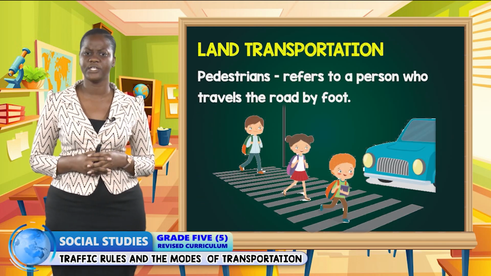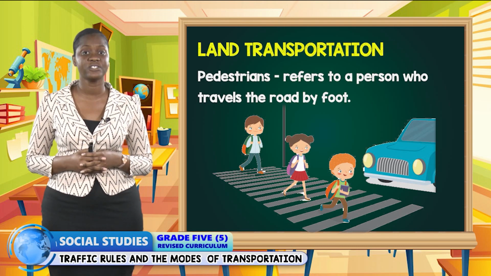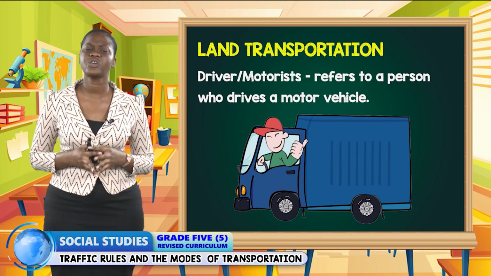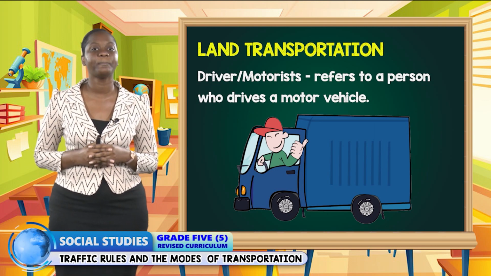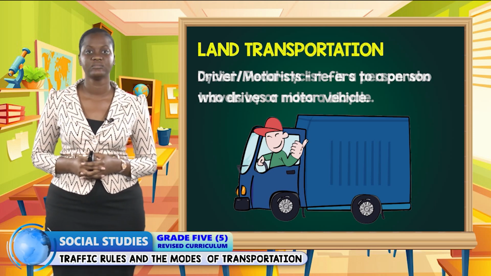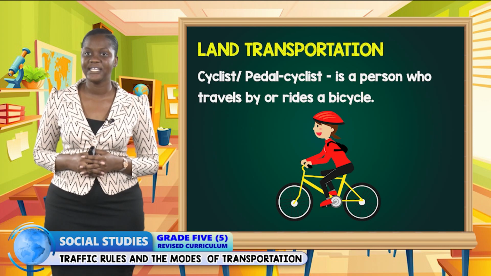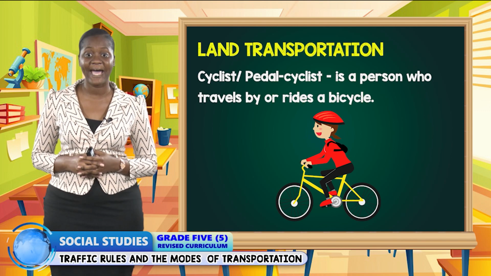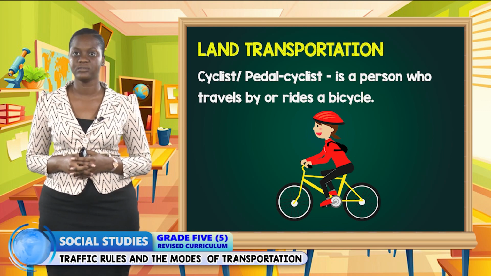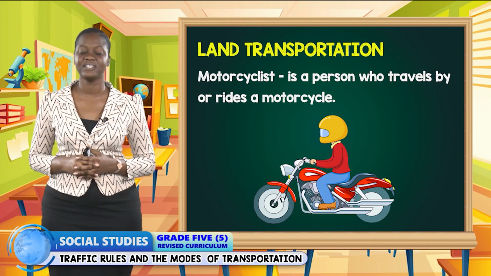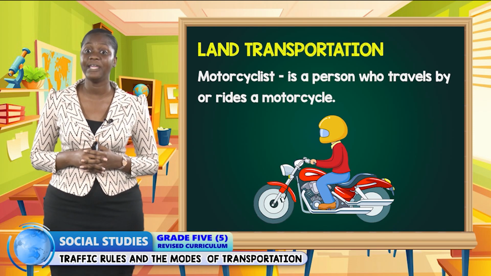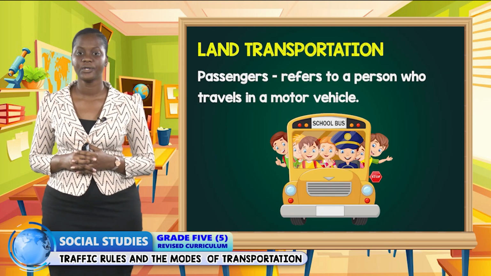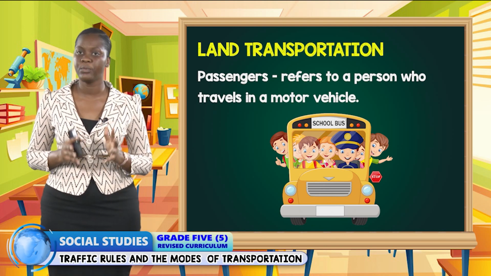But what is a pedestrian? A pedestrian refers to a person who travels on the road by foot. A driver, or sometimes called a motorist, refers to a person who drives a vehicle. We also have cyclists or pedal cyclists, who travel by or ride a bicycle. There are even motorcyclists, who are persons who travel by or ride a motorcycle. Then there are passengers, who are persons who travel in a motor vehicle.